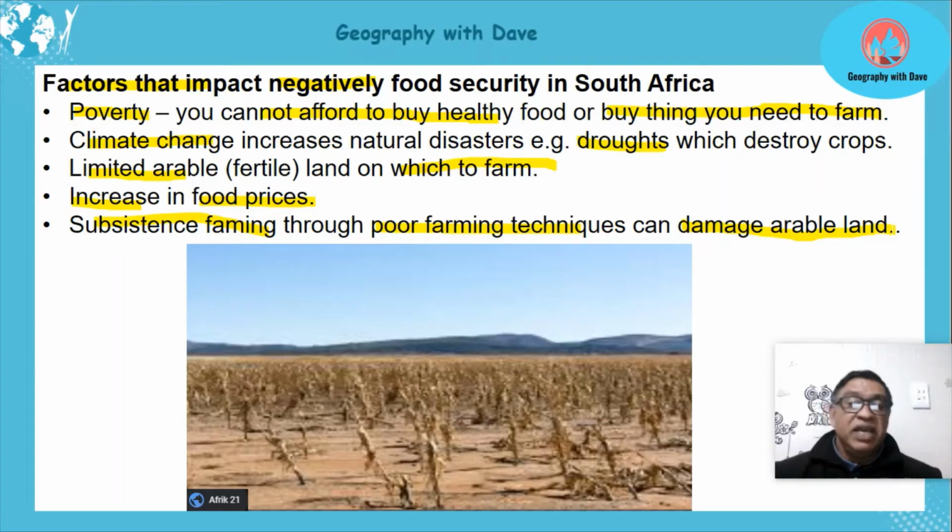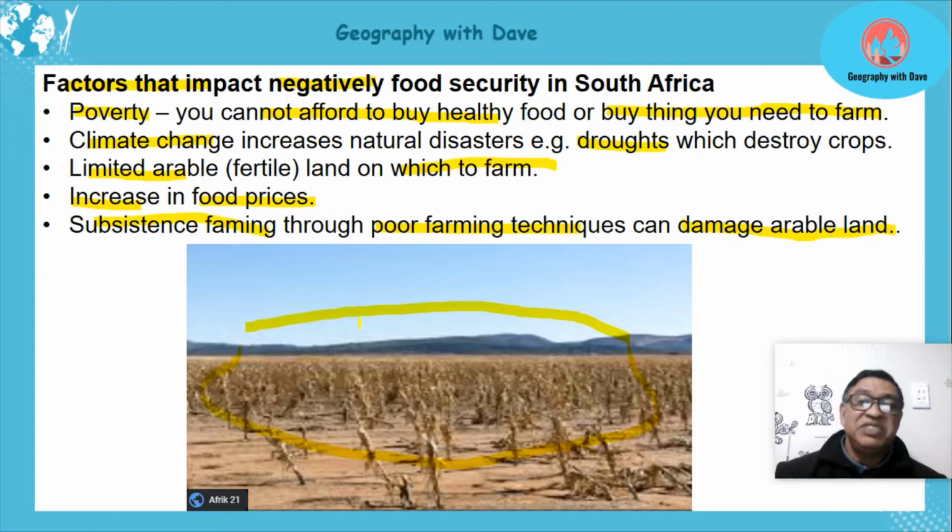In this picture here, learners, you can see it's a large scale farm. Can you see what droughts have done to it? Massive damage, and think how many people this would have fed. So those are the negative impacts, learners.